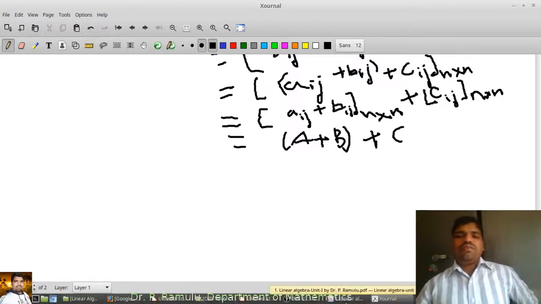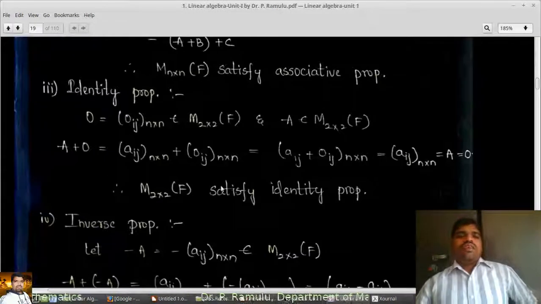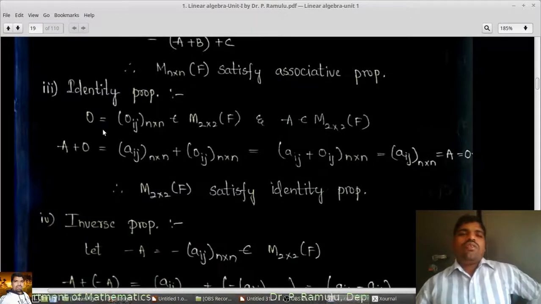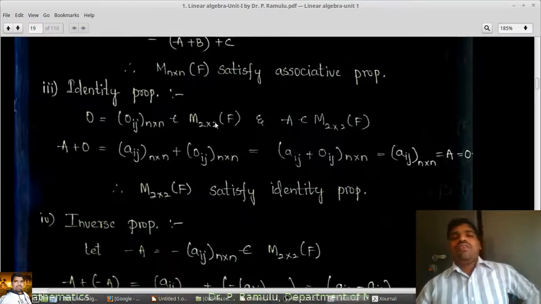Now we have to prove the identity property. I am taking O equal to Oij, small Oij, n cross n. That means O is the matrix in which each row and column has zero elements. It belongs to M n cross n, and A also belongs to M n cross n.